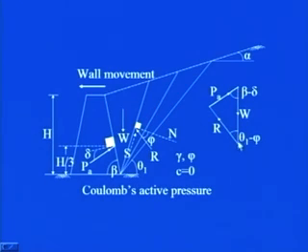You see W, R and then PA. Now, measuring the length of this particular line and multiplying by the scale that you have chosen to plot this force diagram, you can get the magnitude of the active force per unit length of the wall, and so you can get the magnitude of this resultant R also. I hope that this is clear to you.